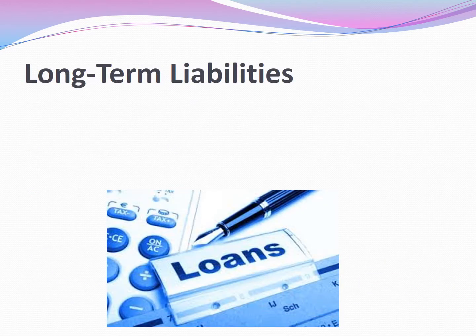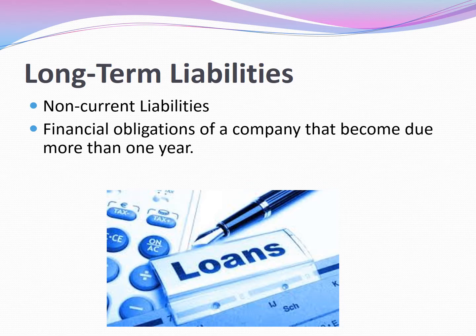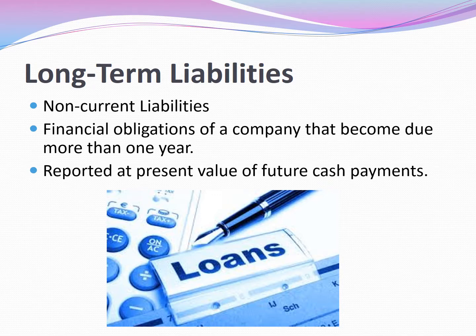Long-term liabilities, or non-current liabilities, are financial obligations of a company that become due in more than 1 year. Reported at present value of future cash payments. In accounting, they form a section of the balance sheet that lists liabilities not due within the next 12 months, including debentures, loans, deferred tax liabilities and pension obligations.